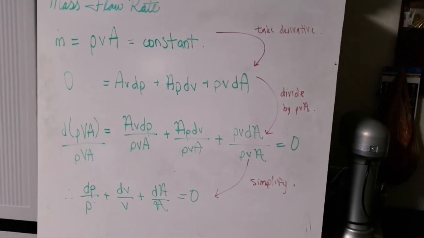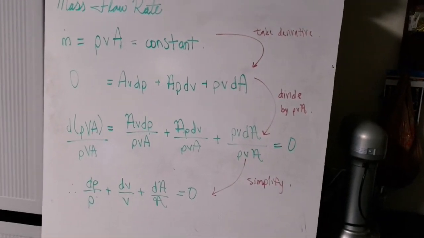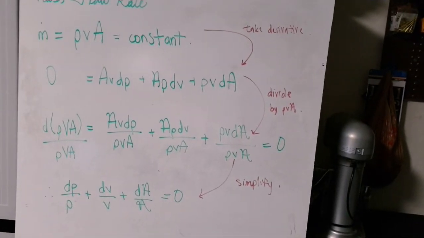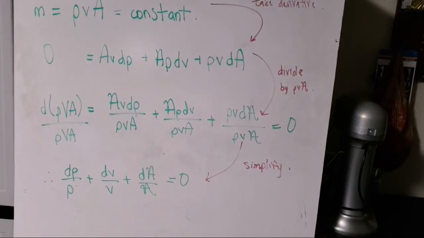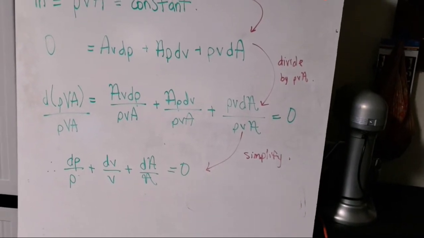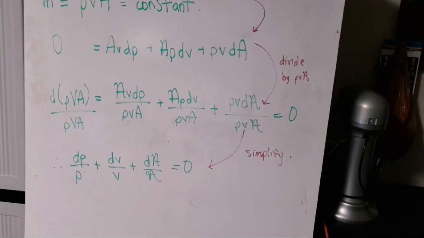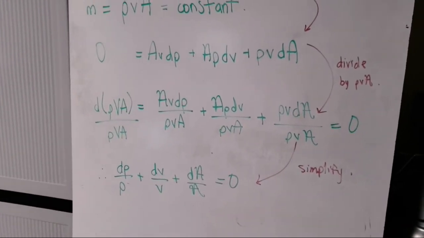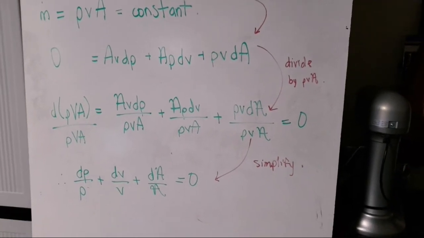Now we are going to take some steps to simplify this equation. In the third line, we divide by rho V A, which gives us this nice looking thing in the fourth line: d rho divided by rho, plus dV divided by V, plus dA divided by A, and that equals 0. So we have an equation here, and we will revisit this once it matters.